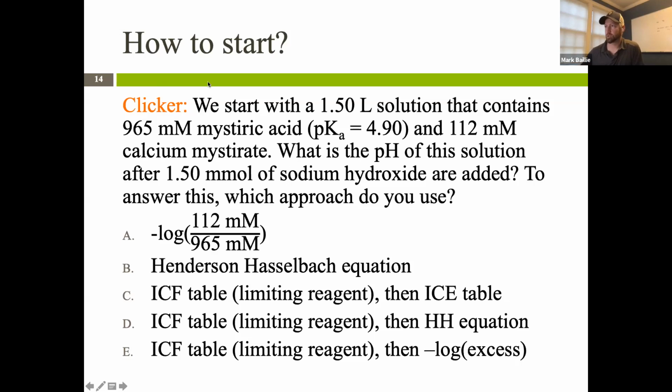All right, we have 2 clicker responses to this question. How do we approach solving this question?